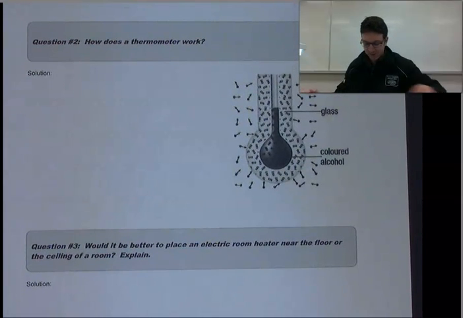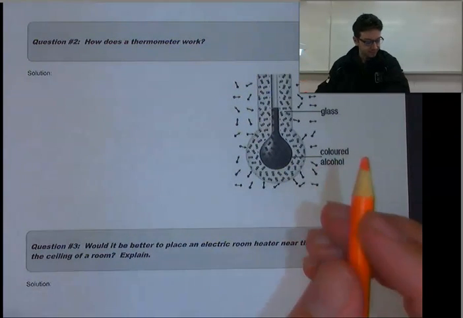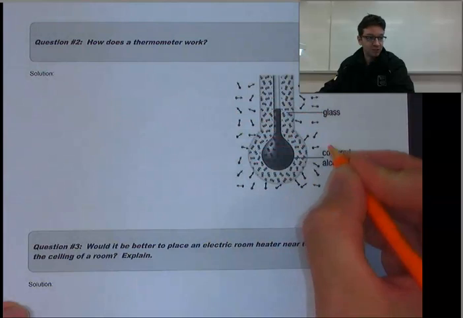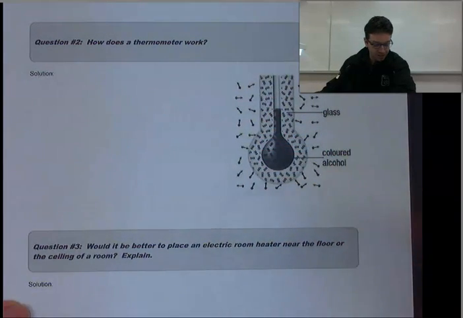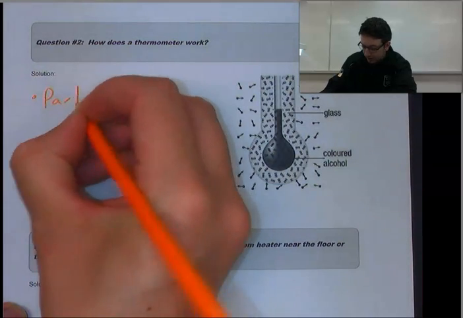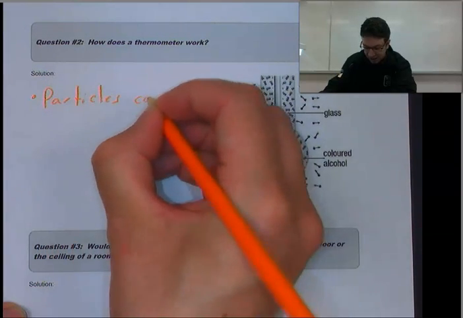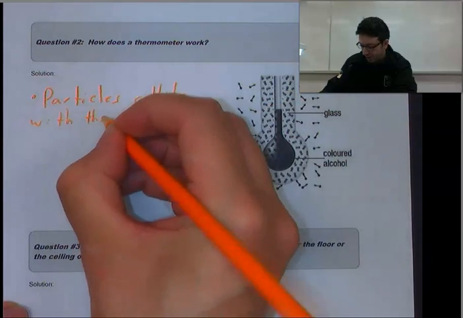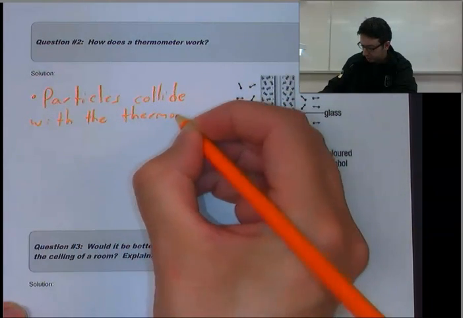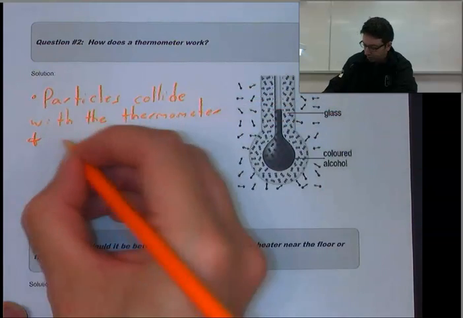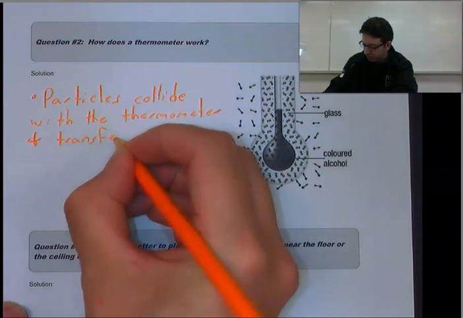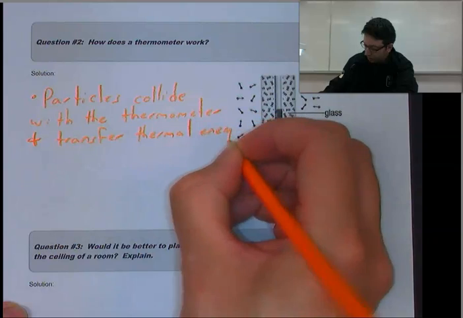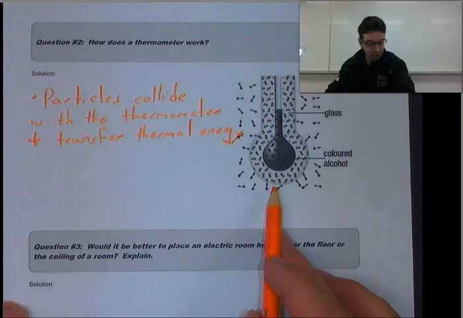Second problem says, how does a thermometer work? Okay. So first you have these particles outside the thermometer, which you're trying to measure the temperature of. Right? Now those particles are going to collide with the thermometer and transfer thermal energy. Okay, so thermal energy gets transferred to the thermometer.